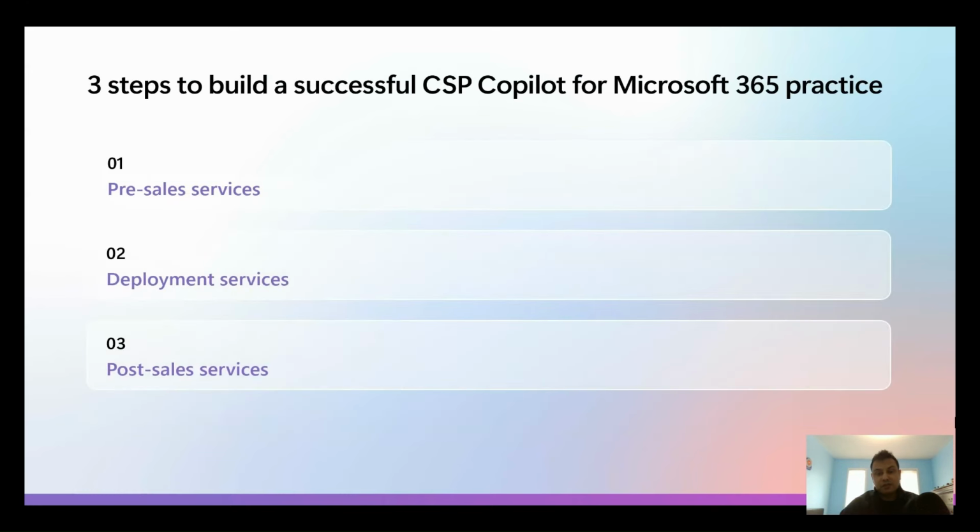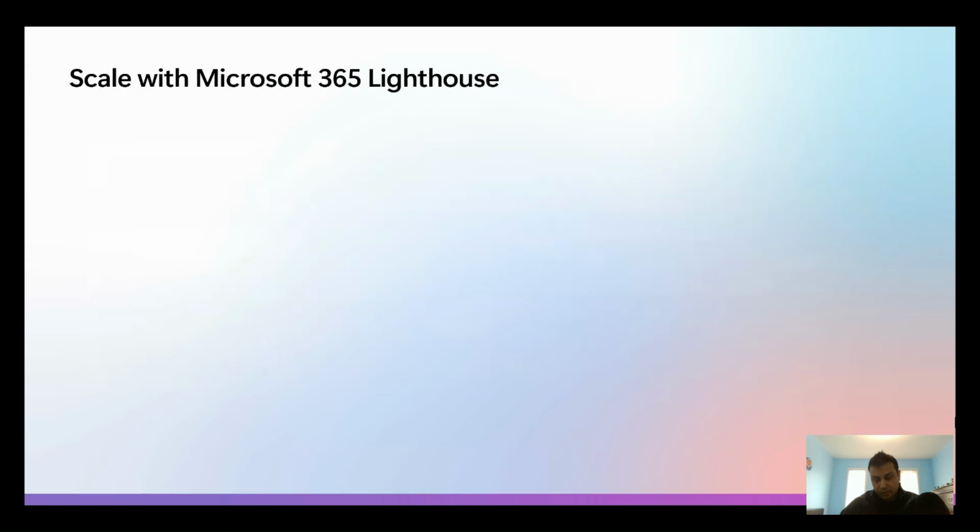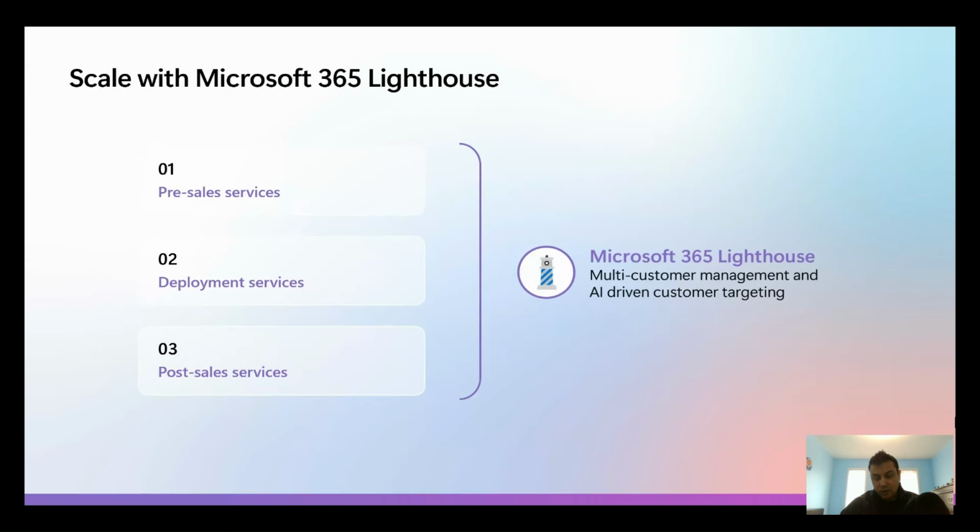So, what are the three steps which a managed service provider can take in order to help the end customer on their AI journey? You can start with pre-sales, then you can get into the deployment, and then you can follow up with post-sales service. And one of the important tools in order to achieve this is Microsoft 365 Lighthouse. Now, if you have never heard about 365 Lighthouse, it's a free tool, first of all, which allows you to manage multiple tenants from a single interface. You don't need to flip between tenants or provide different logins. From one pane of glass, you'll be able to manage. And actually, I'm going to show you that in a moment.